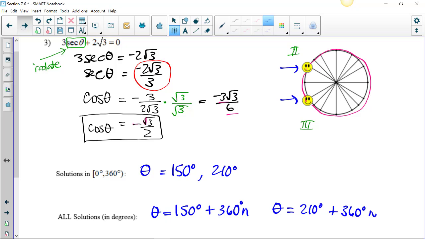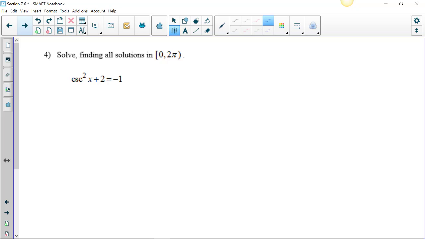All right, one more example. Now we're going to find all solutions between 0 and 2 pi, which is telling me that this is in radians, so I will give my angles in radians. Okay, all right. Now let's look at this equation.